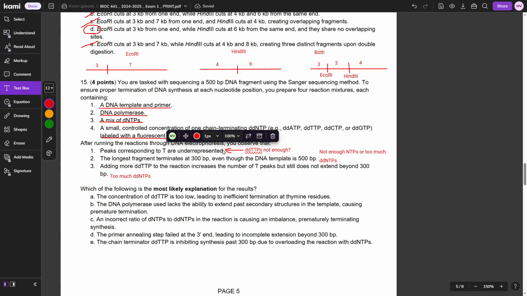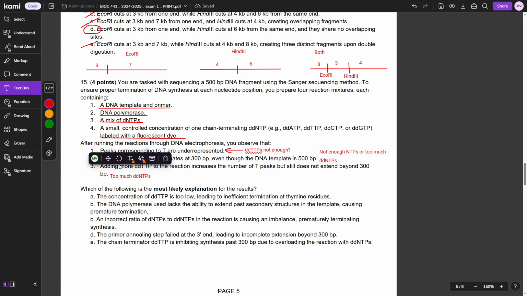The first problem is that the T peaks are underrepresented, which probably means we ran out of ddTTPs, so we should be able to add more and continue. The second point is that it seems to terminate at 300 and nothing longer. That suggests the ratio is a bit weird. Maybe we have too much ddTTP, because that would mean we're terminating a lot. If we're terminating a lot, it makes sense that we would never get to 500, because we've added too many terminators, and they keep binding at around 300.